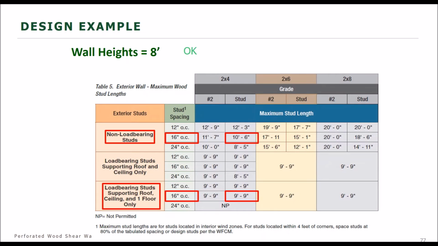I did mention that this document would be limited to 10-foot wall heights, and you might notice that you'll see a lot of places where it says 9 feet 9 inches. If you add 1.5 inches for the sill plate and then another 1.5 inches for the top plate, that will take you up to a 10-foot wall. So our wall heights are 8 feet, so we're all right in our design here.